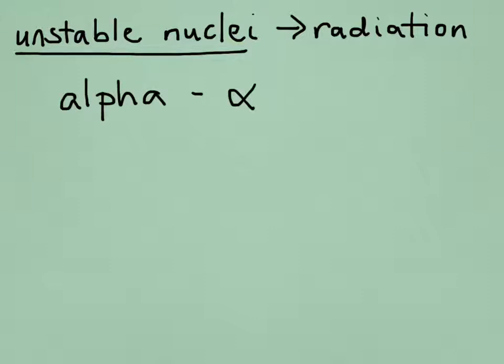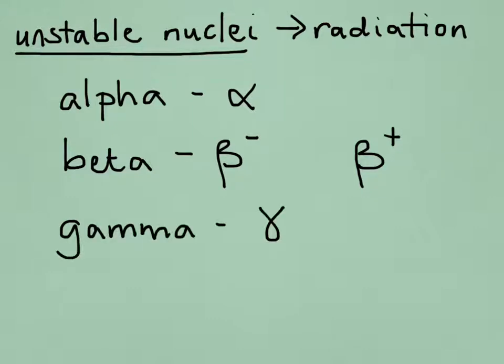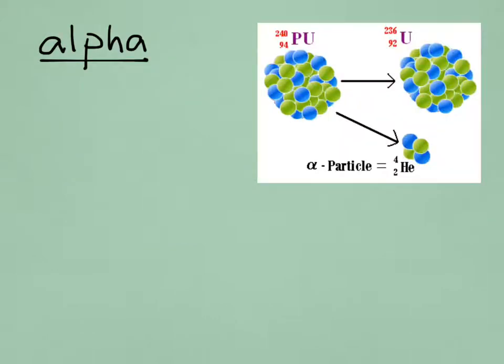And there are three types of radiation: alpha, beta minus (there actually is another one that goes with that, which is beta plus, I'll come back to that later), and the third one is gamma. So you need to know what each of those are. So first of all, alpha.